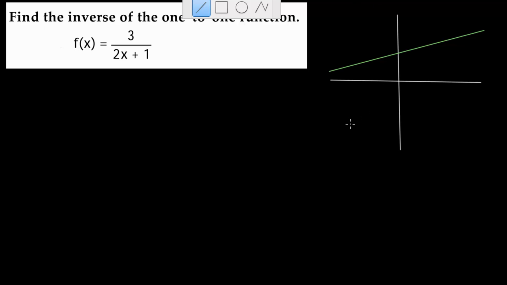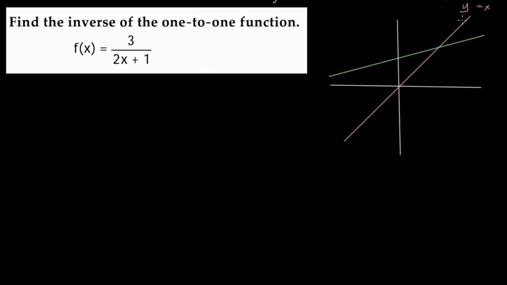So let me draw in that line. This is the line y is equal to x. And all inverse functions reflect across this line here. So if we look at the function that is the inverse of the green one, it would look like a mirror image across that line. And I'm not going to draw this perfectly, but you can get a rough idea of what's happening. Let me try that one more time.